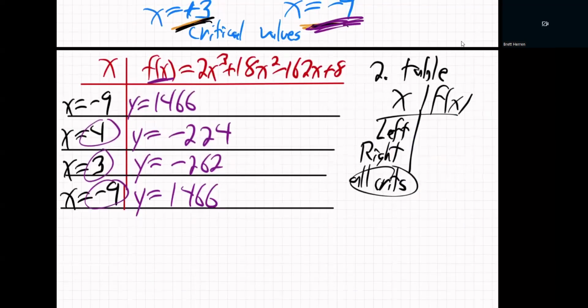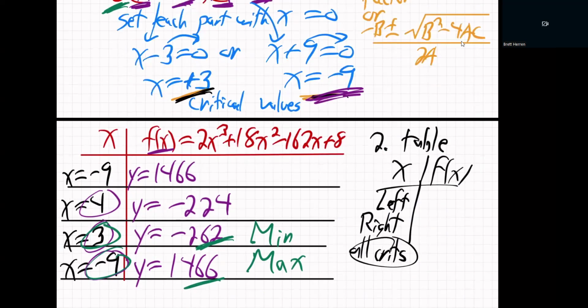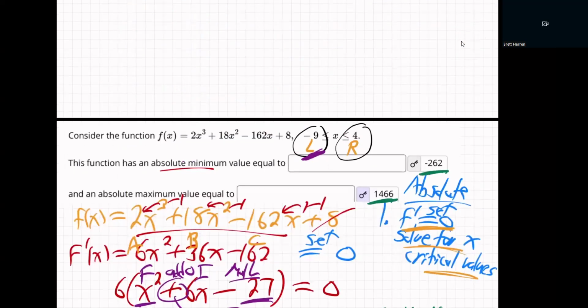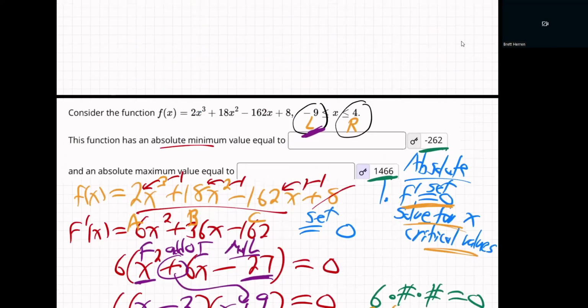So anyway, what's the overall highest number? Well, this is the max. And what's the overall lowest? This is the min, because that number is more negative. It's lower. So at x equals 3, there's the min. At x equals -9, there's the max. -262 and 1466. There they are, the min and the max. That's how we do it.